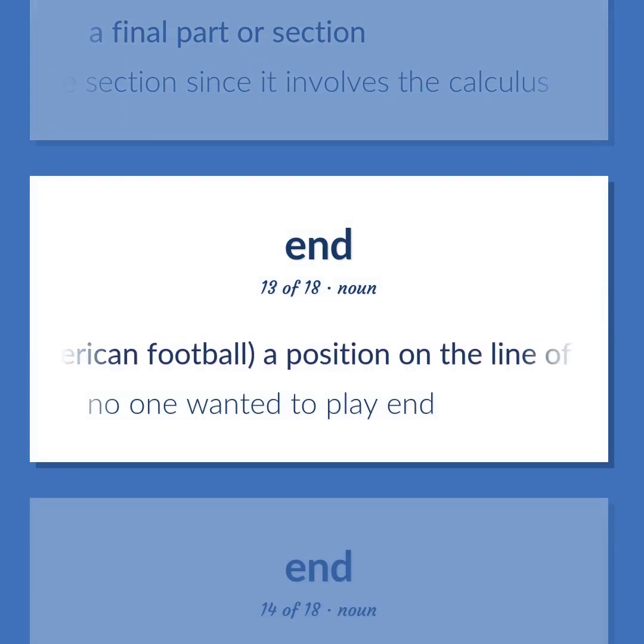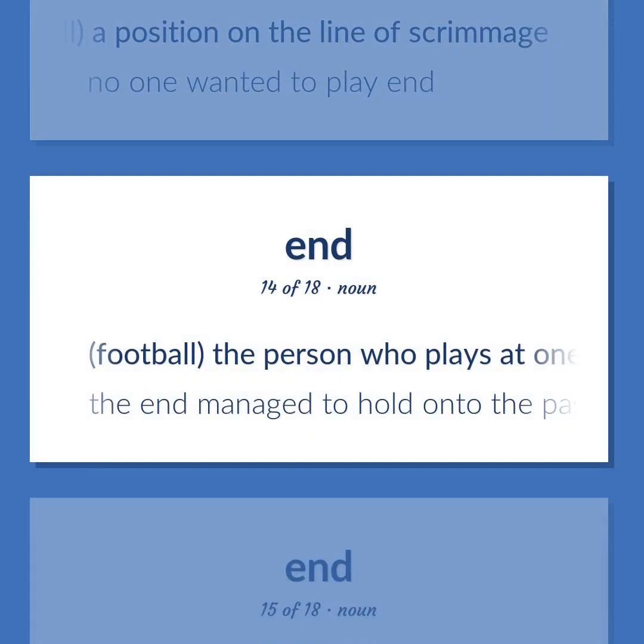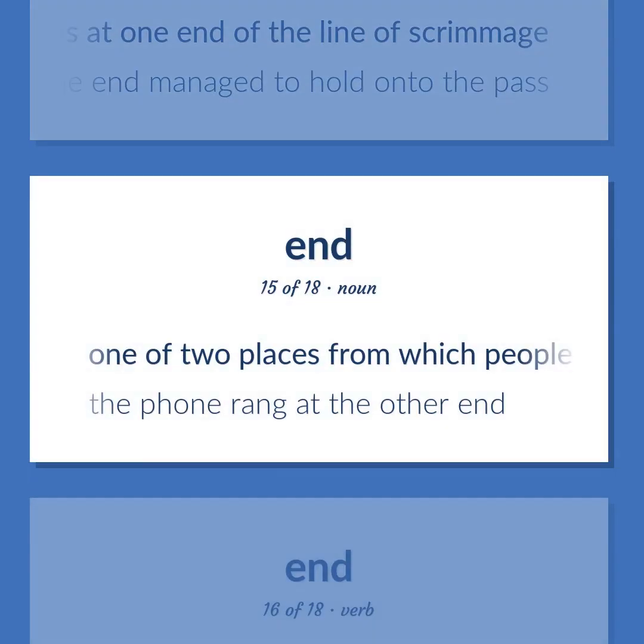American football. A position on the line of scrimmage. No one wanted to play end. Football. The person who plays at one end of the line of scrimmage. The end managed to hold onto the pass. One of two places from which people are communicating to each other. The phone rang at the other end.